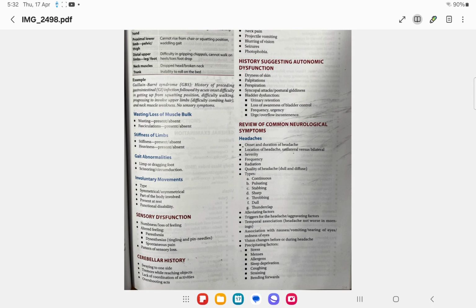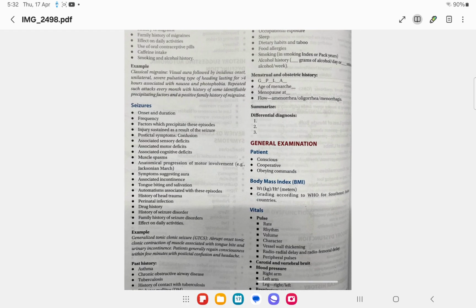If you have a full blown seizure, it will come under seizure disorder. It can be associated with hemorrhagic stroke. If the seizure is associated, you have to know the onset, duration, frequency, how many episodes, and whether it is associated with sensory and motor deficit or not. This is how you have to take a history in CNS.